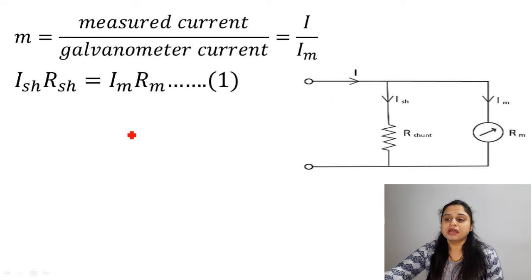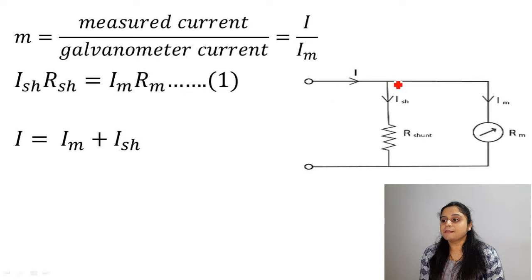In this complete branch, you can see these two are the parallel branches. So this measured current, that is the complete current I, is nothing but the addition of ISH and Im. So here we write I is equal to Im plus ISH.